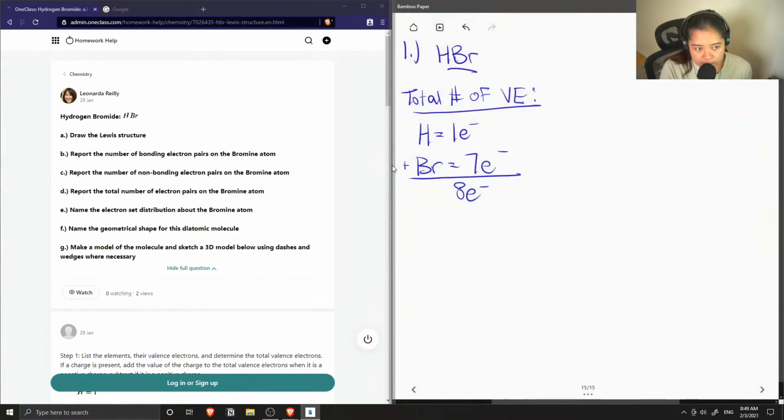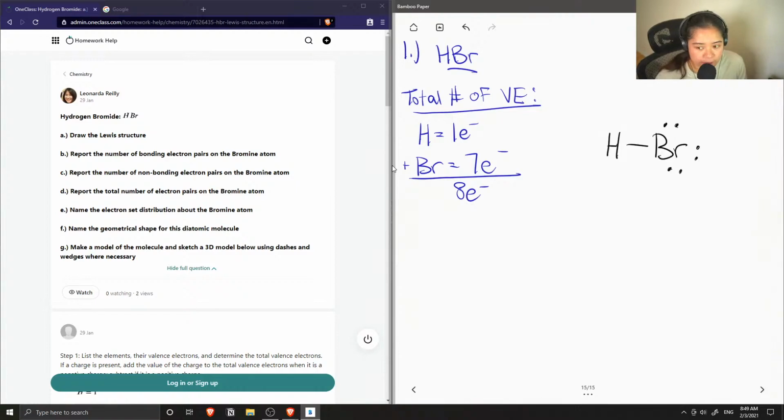So now we just need to draw a single bond from hydrogen to bromine, like so, since there's only these 2 elements. And we can also show all of the lone pairs on our bromine as well. So if we recall that each bond contains 2 bonding electrons, and we also have 6 electrons in the form of the lone pairs, then you can see we already have our 8 electrons that are needed for the structure. So this is part A.